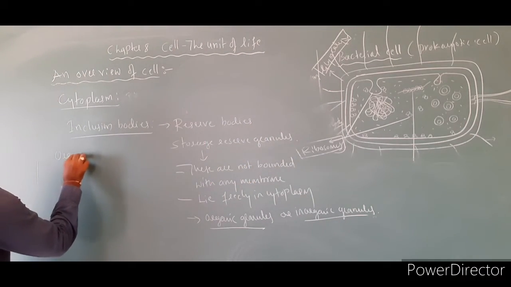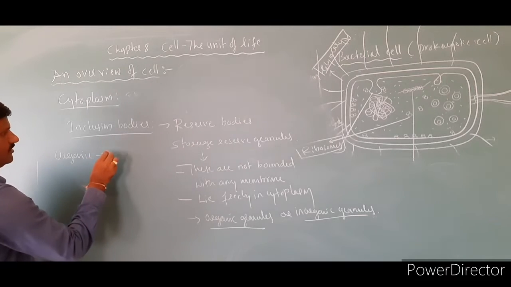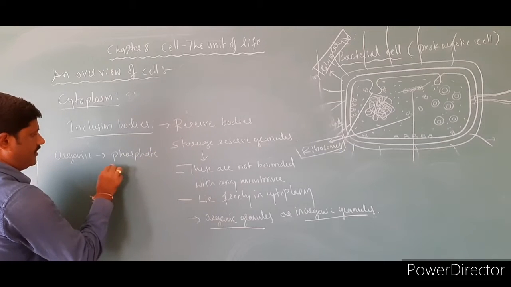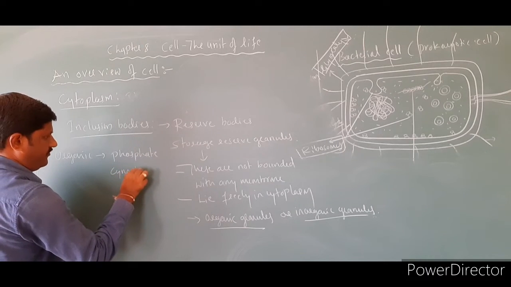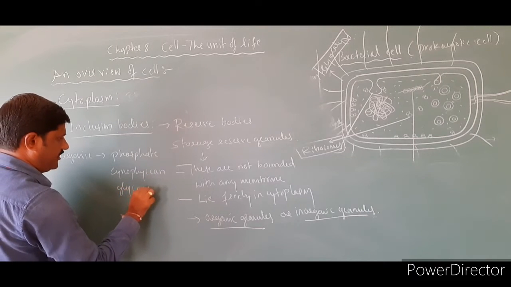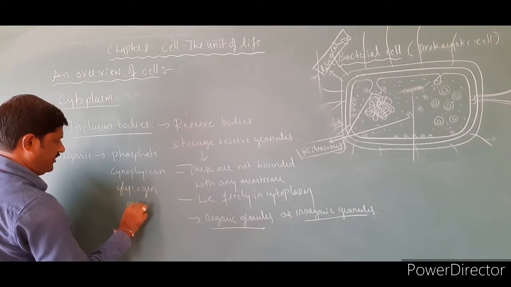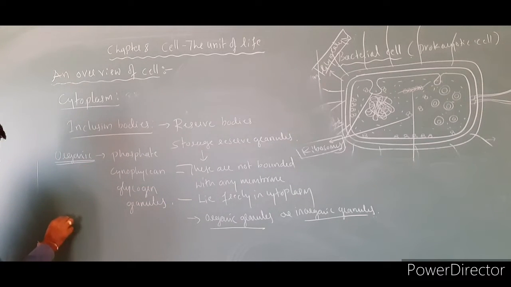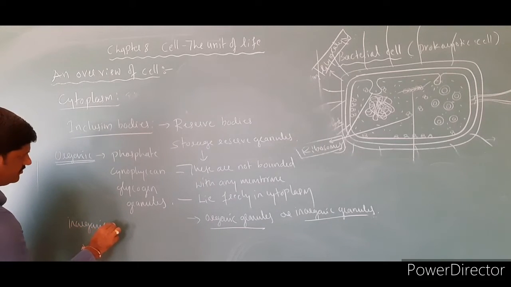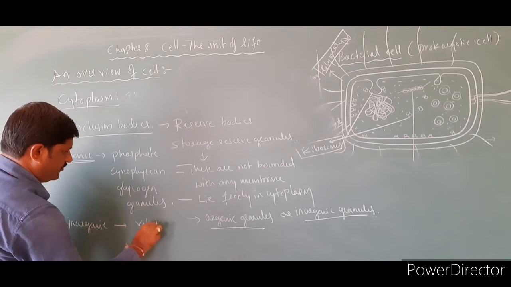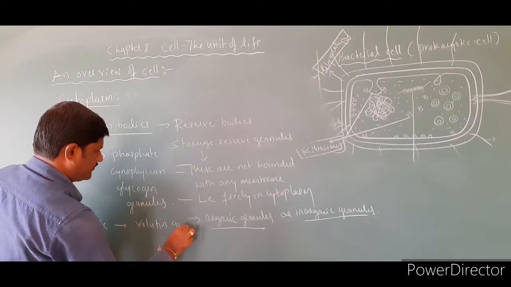Organic, phosphate and synophysian and glycogen granules are the best example for this organic one. Inorganic one, first one is volutin granules.